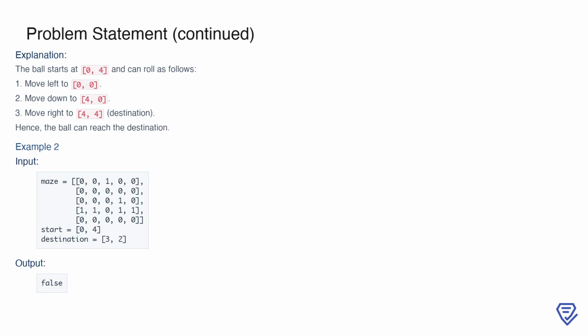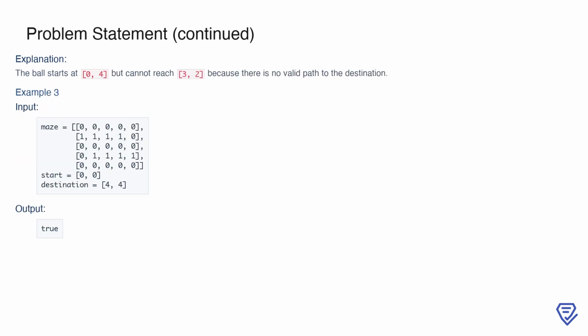Now consider a second example where the ball starts at the same position, 0, 4, but the destination is 3, 2. In this case, the output is false because there is no valid path that allows the ball to stop exactly at the destination coordinates. For the second example, the ball starts at 0, 4, but cannot reach the destination, 3, 2. The layout of the maze prevents the ball from stopping at 3, 2, as all possible paths either hit walls or bypass the destination entirely.